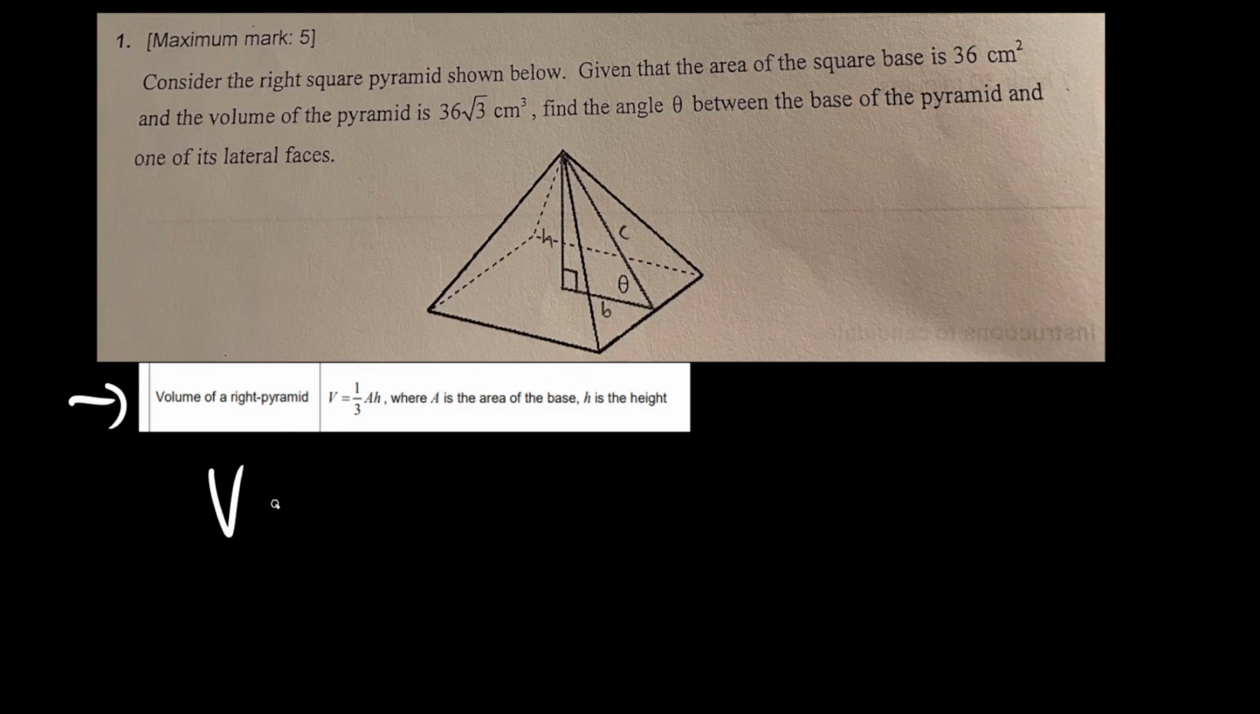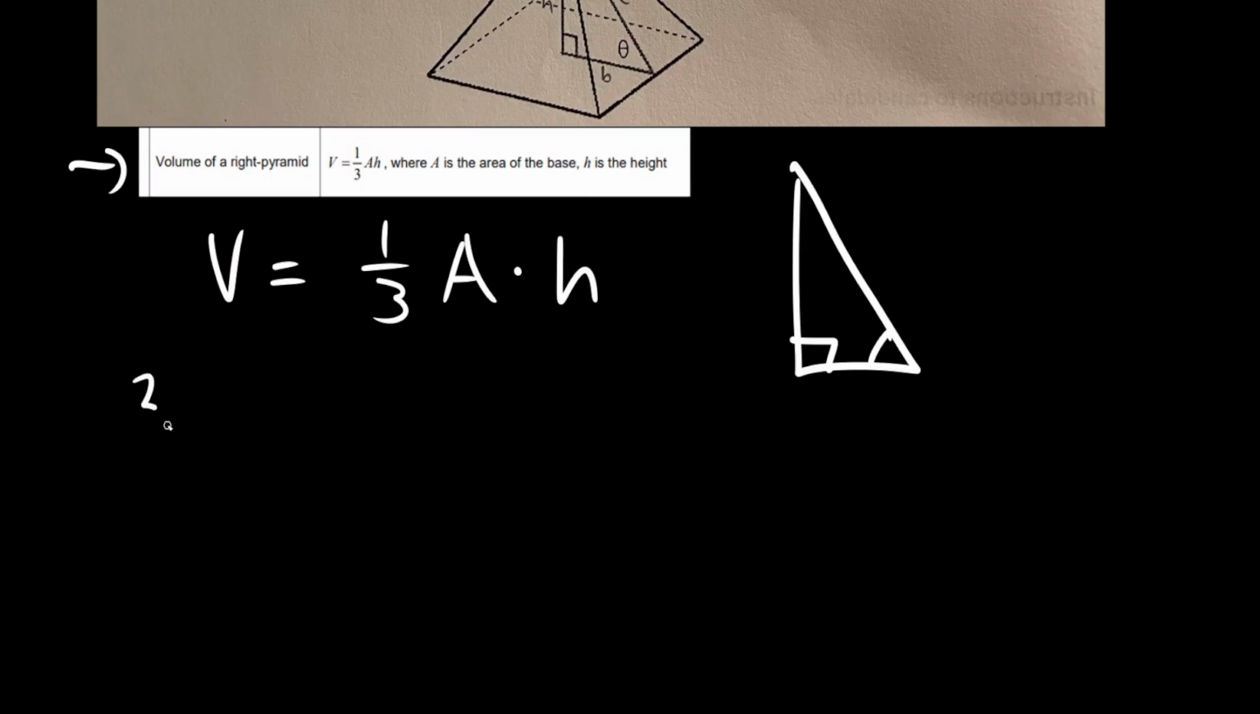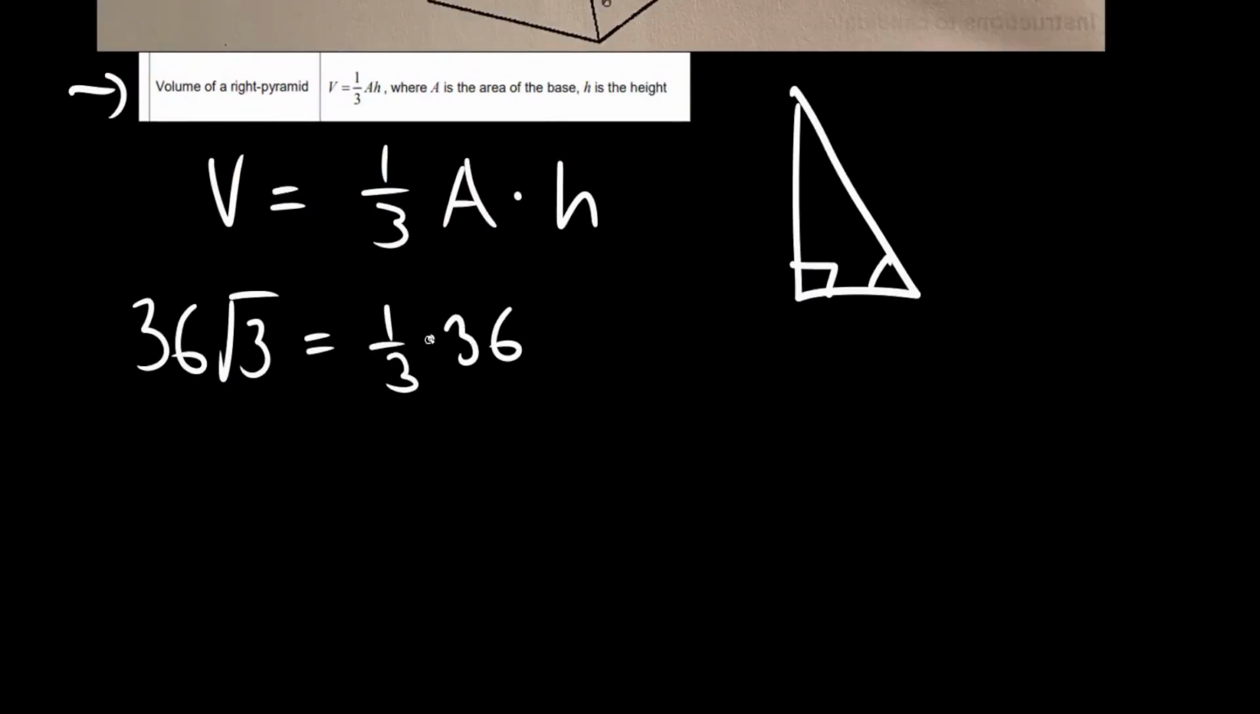So, volume is equal to 1/3 of the base area times the height. And we are solving for the height right now because we want to be able to use our trig principles to be able to find this angle theta. So let's see, our volume is 36 root 3, which is equal to 1/3 of the area, which is 36, and then times the height, and we're just going to solve for h. We're going to divide both sides by, well, 1/3 times 36 is 12, and 12 divided into 36 root 3 gives 3 root 3. 3 root 3 is our answer for h.